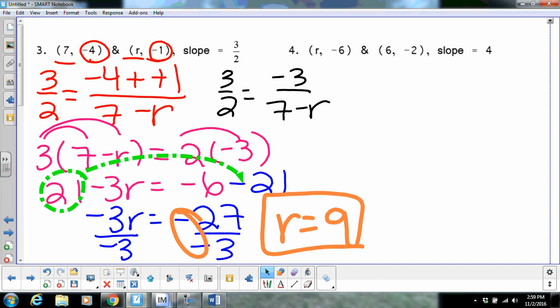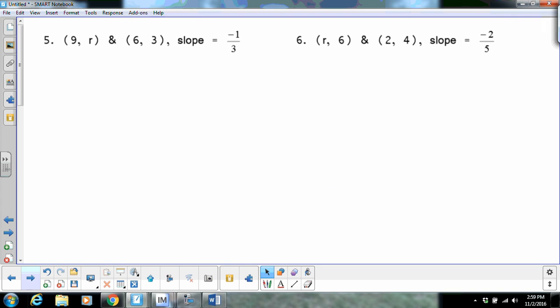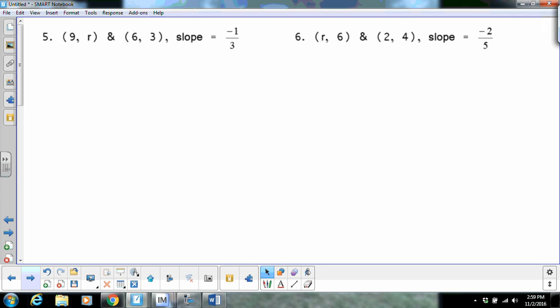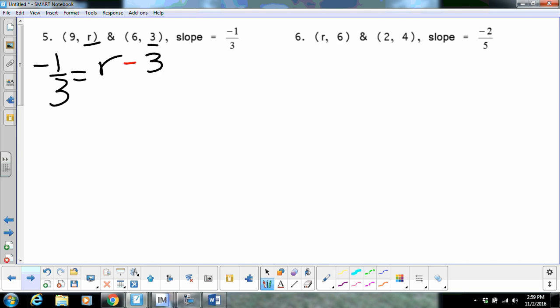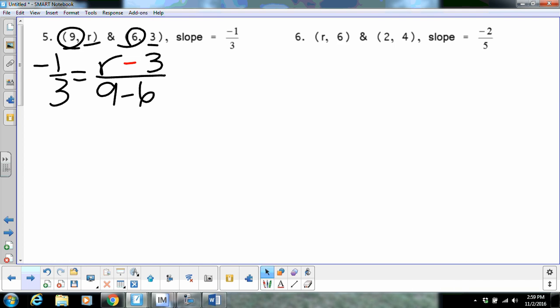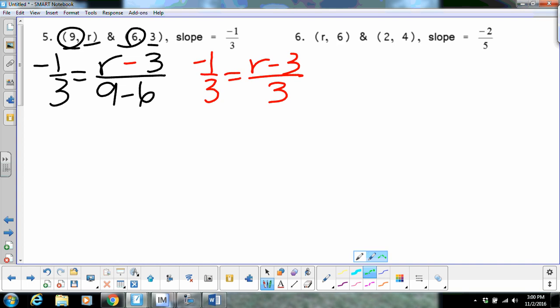All right, so the last one I'm going to do for y'all is problem number 5. So that means 2, 4, and 6. You need to go back and use the same method I did in 1, 3, and 5 to apply to 2, 4, and 6. So I'm going to start with -1/3 equals r minus 3 over 9 minus 6. Okay, so -1/3 equals r minus 3 over 3. And from here we are going to cross multiply.